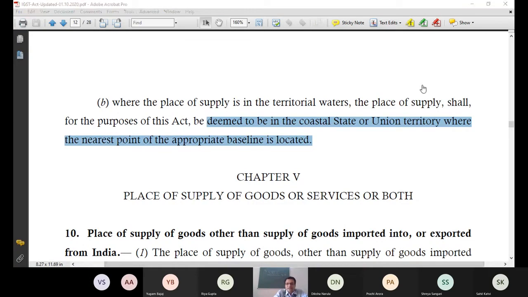In case this concept is clear, please raise your hand. Any doubt you can ask me in case the concept is not clear. So whenever supply is happening in territorial water, the location of supplier as well as the place of supply shall be deemed to be the nearest coastal state. That's it. But now I have not yet told you the meaning of territorial water.